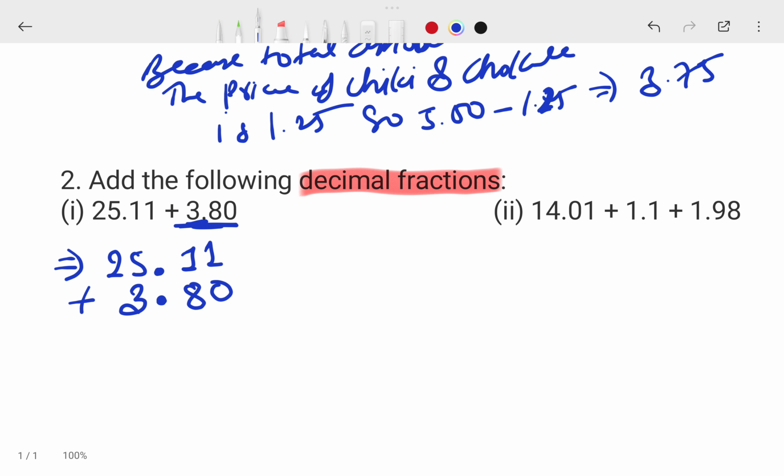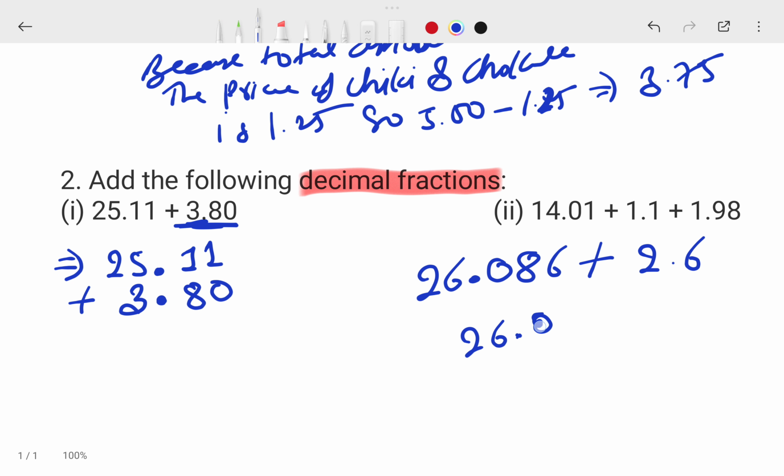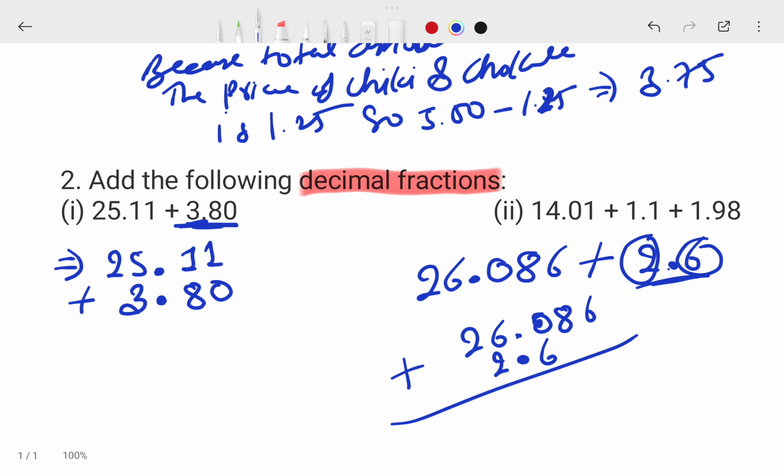Now add it. Let's suppose another question is given: 6 point 0 8 and 6, and another is 2 point 6. So how will you do this? Simply write 2 and 6, then the point, then 0, 8 and 6. Where the point is, put the point there. What is behind the point? 2, write the 2. What is here? 6, write the 6. Then add like that.